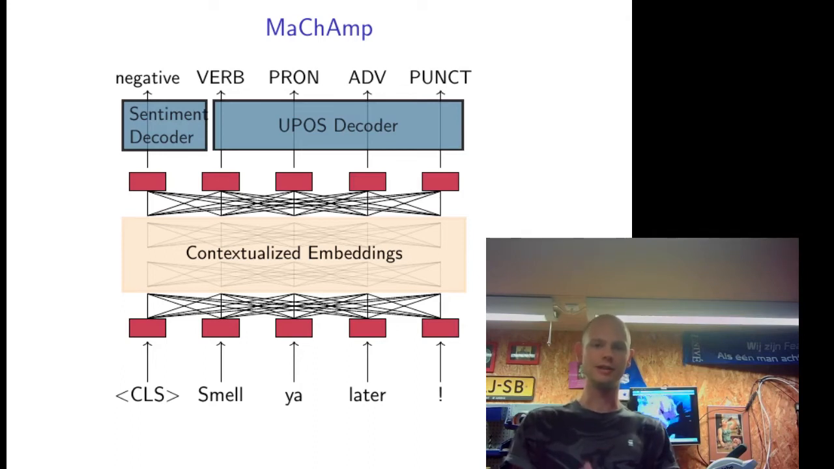As you can see on this slide, we have an input, then we have some contextualized embeddings like mBERT, and in the end we stack some decoders on the top for every task. Now in this example we have a sentiment decoder that predicts that this sentence is negative, and we have a part of speech tagging decoder that predicts the part of speech tags. But in practice you can use as many decoders as you would like.